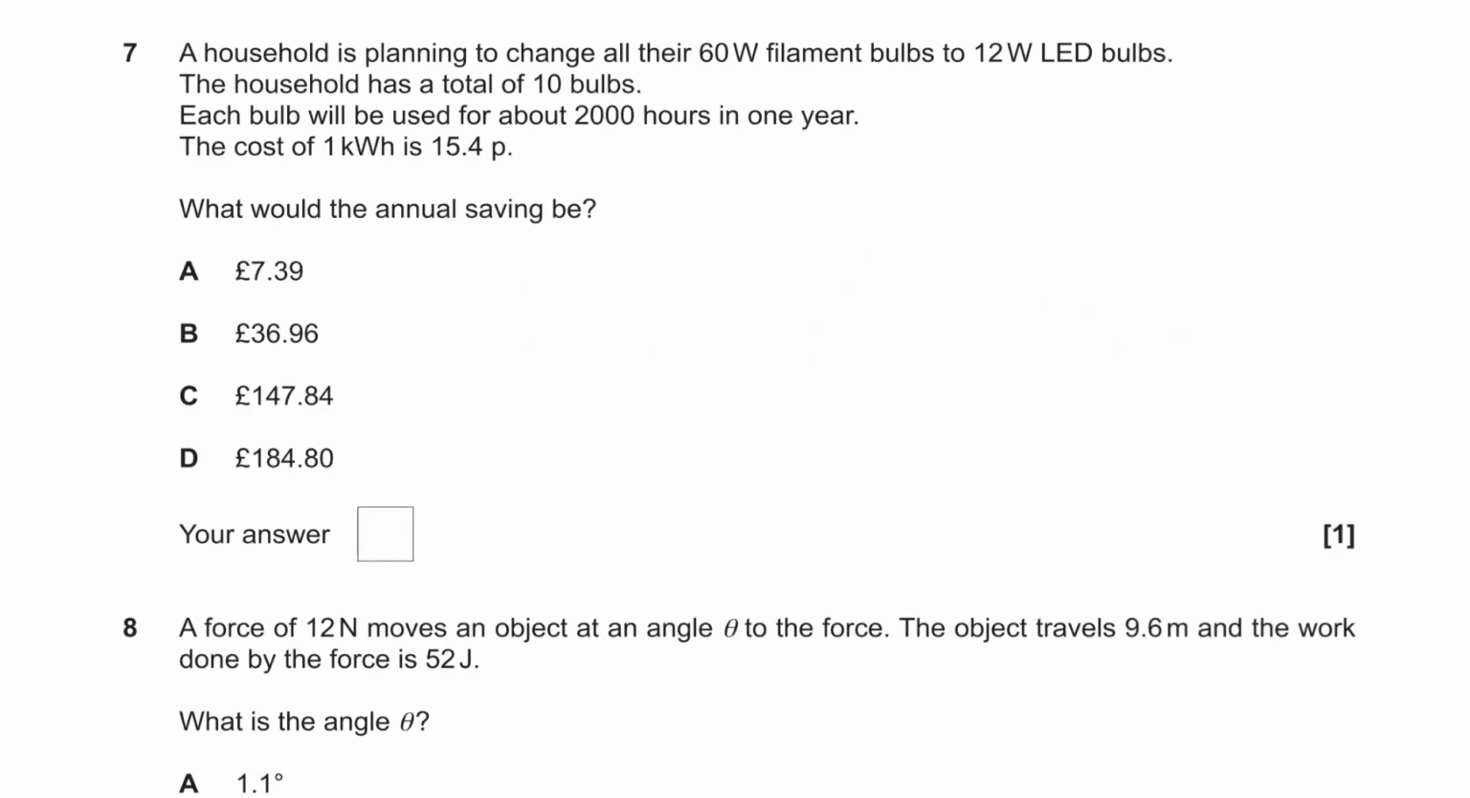7, lots of information here, so what do we have? So we're changing all our 60 watt bulbs for 12 watt bulbs. There's 10 of them, okay, so we're going from 600 watts to 120 watts. Each bulb can be used for 2,000 hours in 1 year. Okay, so let's first of all figure out how many kilowatt hours are used per hour.